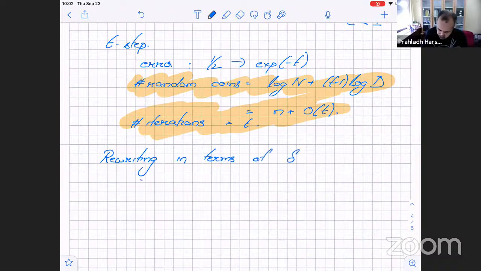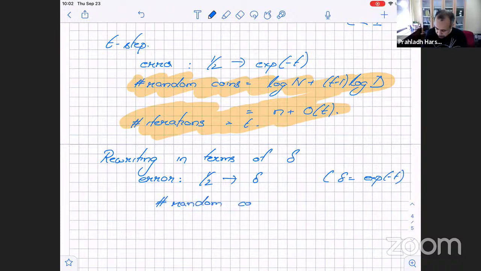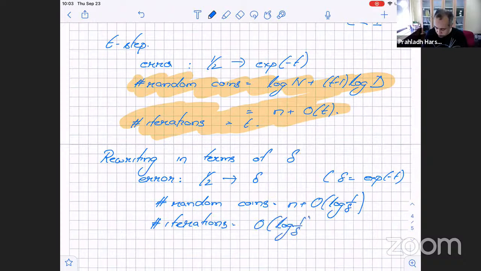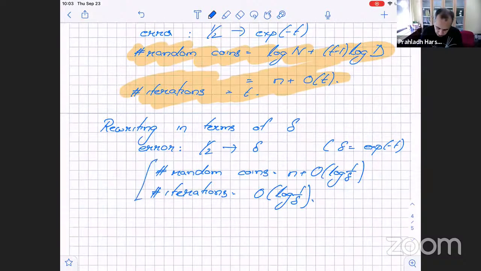So I'm reducing error from half to delta now. I'm going to be setting delta to be exponential in minus t. What's the number of random coins being used here? It is n plus order log 1 over delta. What's the number of iterations or repetitions? It is t, which is order log 1 over delta. So this is the AKS construction.